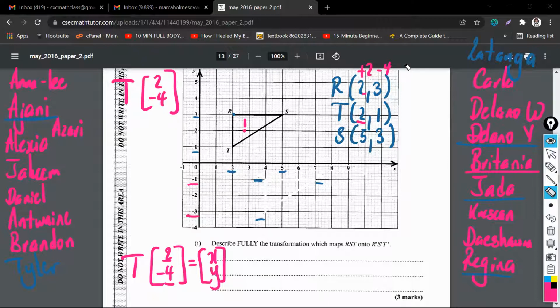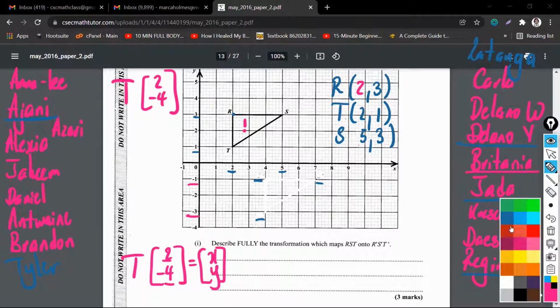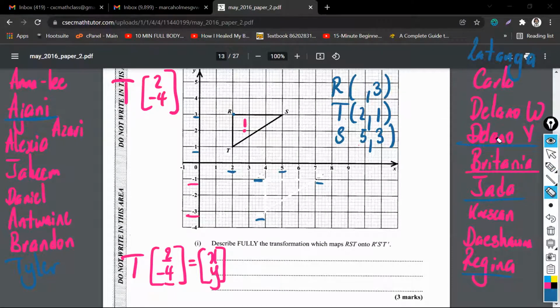So you're doing a translation for RST, the top one. Sorry, give me a second. All right, so help me out. What would I do? These are my points for R, T, and S, and I need to do a translation for 2, minus 4, right? Remember the 2 is the X and the Y is the minus 4.